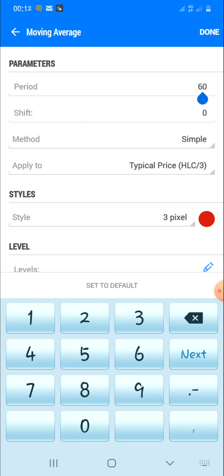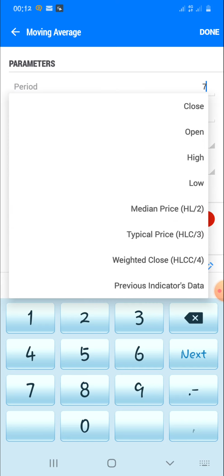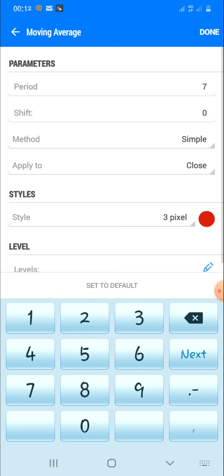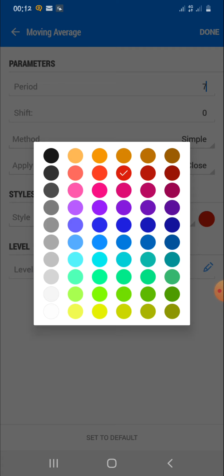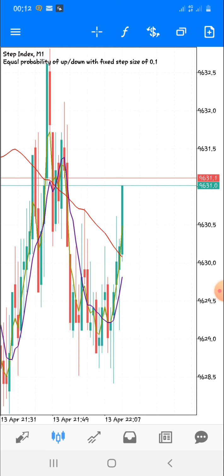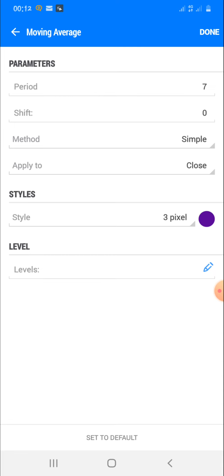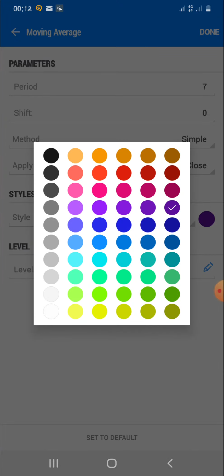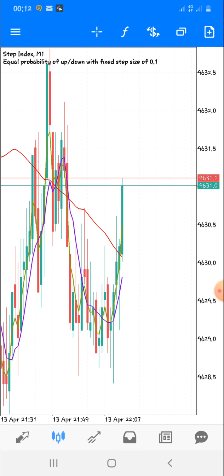I think this should be the last moving average. Let's make it 7. Let's apply this one to close because it has to cross with the other indicator. Let's make it purple. No, I want purple. Yes. This one is just to cross the 60. Just to cross, then after crossing we see the signal.